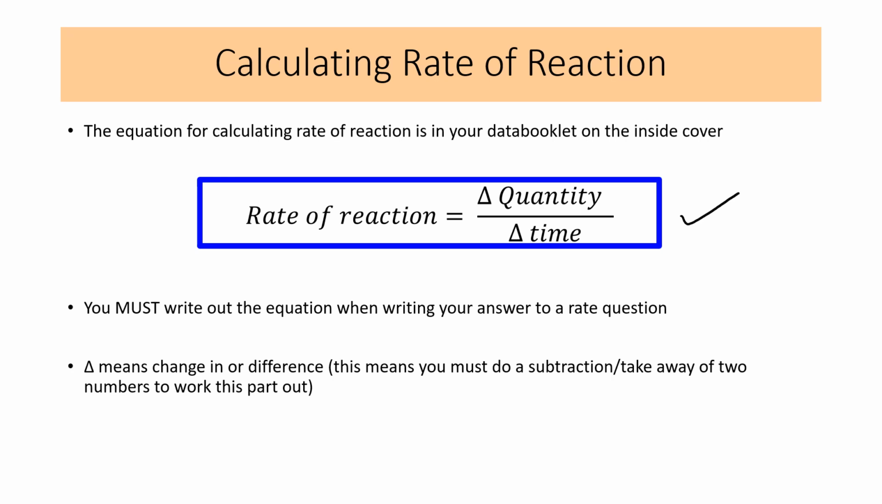And that line means to divide. So you have your quantity divided by your time. You must write out that equation every time you're asked to calculate a rate of reaction at National 5. Always write it out. Now in the next few slides, I'm going to show you the 3 types of question you can get asked for how to calculate rate and how to get marks in each of them.